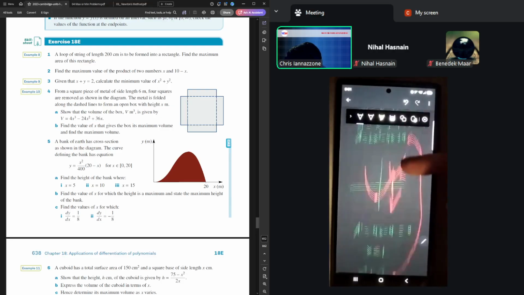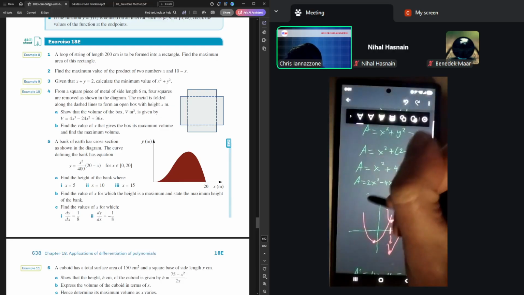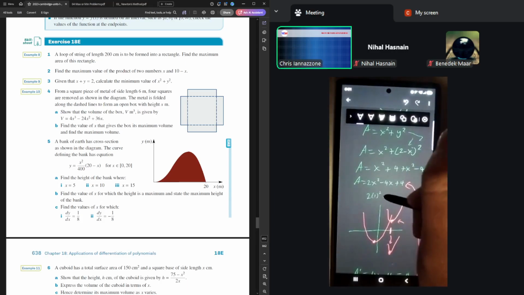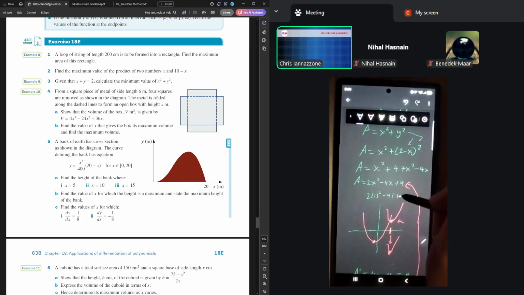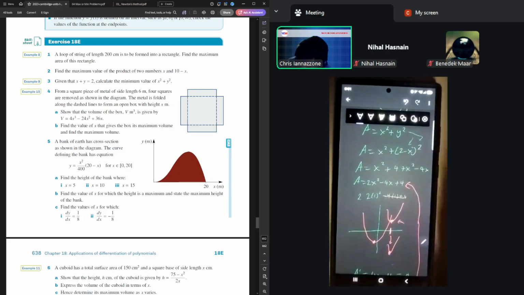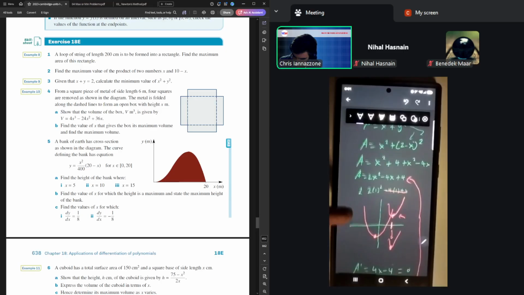It was x equals 1. Okay, so it's going to be 2 by 1 squared minus 4 by 1 plus 4. Those are going to cancel and you're left with just a value of 2. That will be the minimum value of x squared plus y squared. It could have just as easily said, hey, area of a shape is x squared plus y squared, minimize it. Any questions there?